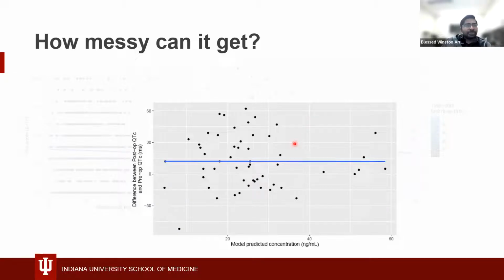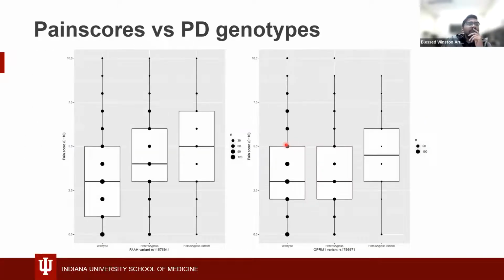We looked at multiple things. We looked at ratios. We weighted it to the baseline. Nothing. We didn't find any relationship here too. But we did see a trend more than a relationship. You see this trend with FAAH, that is fatty acid amide hydrolase, and OPRM1, the gene for the opioid receptor, and you see some trend with that PD type.